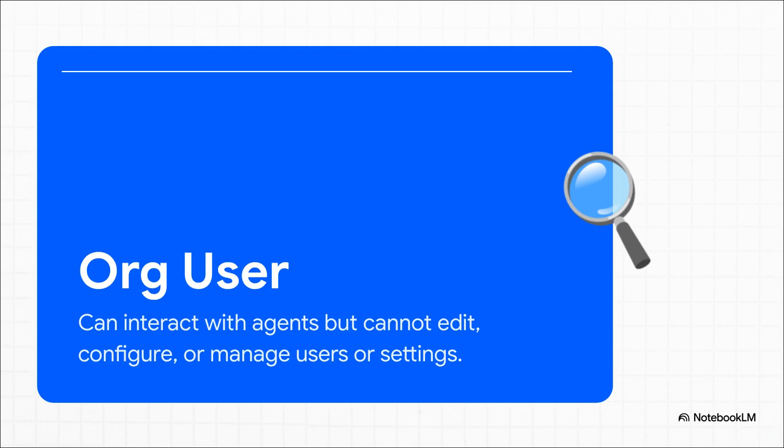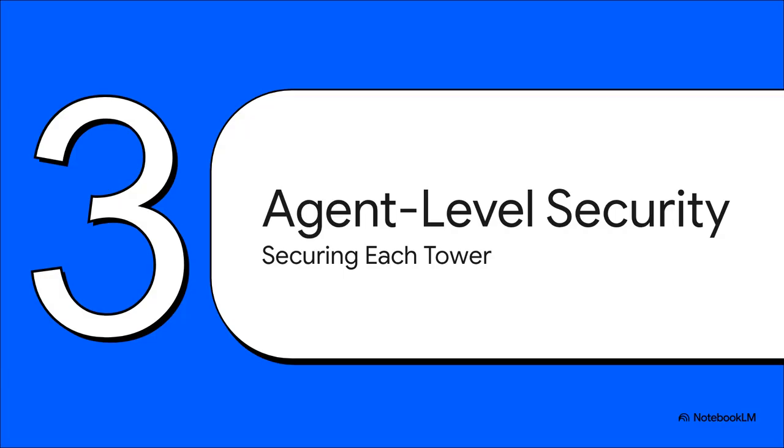And then you have the role most people on your team will have, the org user. These are the folks who need to use the AI agents to do their jobs, but they don't need to be tinkering under the hood. They can chat with the agents and get all the value, but they can't edit or manage a thing. Okay, so the main walls of our fortress are secure.